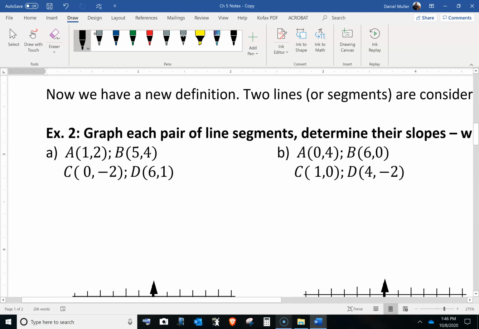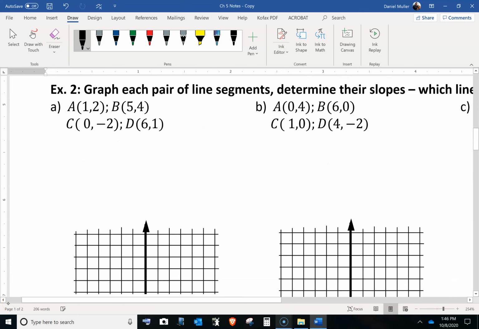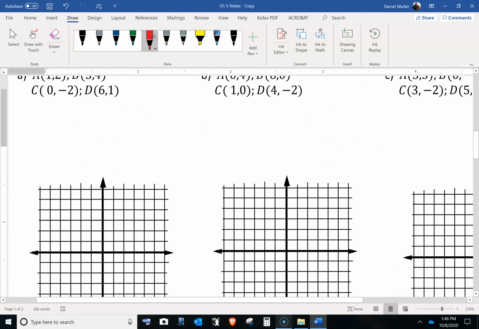So what it wants us to do here is example 2, to graph, and then look at their slopes. Are their slopes parallel? So you need to know how to graph, and we've done that before. So there's the y, there's the x. Remember, positive is heading up for the y, and positive is heading right for the x.